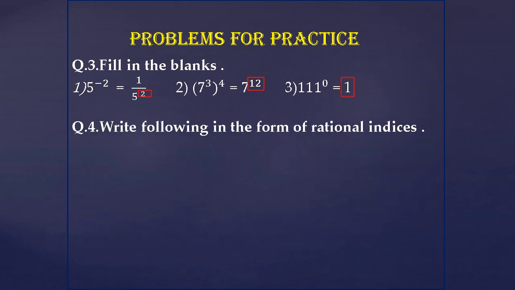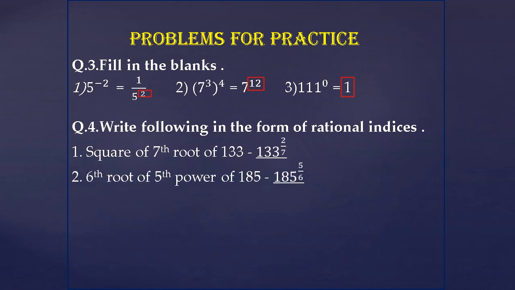Question number 4, write the following in the form of rational indices. First, square of 7th root of 133 is equal to 133 raised to 2 by 7, as we are writing the power in the numerator and the root in the denominator. Second, 6th root of 5th power of 185 can be expressed in rational indices form as 185 raised to 5 by 6.